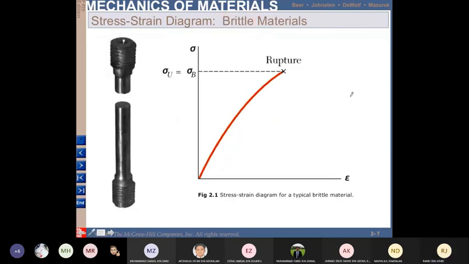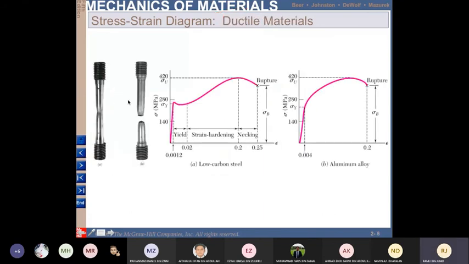This is for brittle material. For brittle material, the fracture surface will be like this, typically flat. There is no necking. If it is ductile, it will have necking like this.